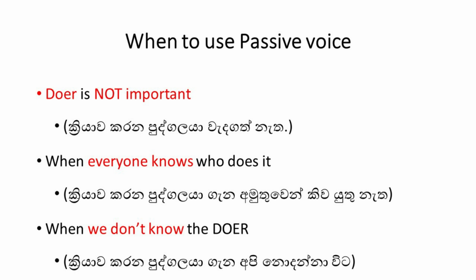එතකොට මොන වෙලාවටද අපි use කරන්නේ? Passive voice when the doer is not important. When everyone knows who does it, when we don't know the doer. So let's look at these examples, right? Project has been completed. Okay, project has been completed. How complete karla den? We don't know. So project has been completed is in passive voice. How complete kare? I'm not interested. I'm just worried about whether it is completed or not.